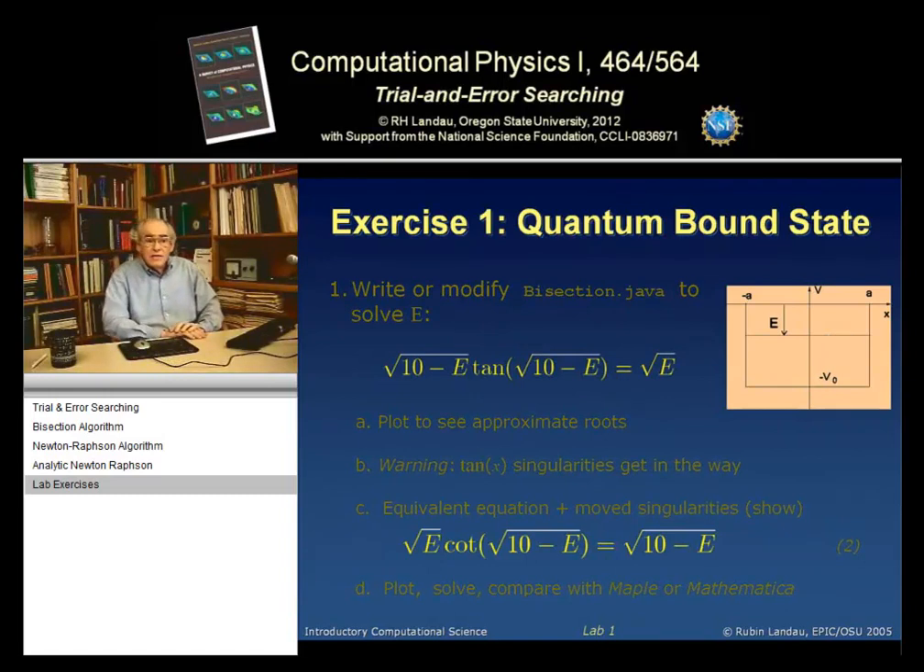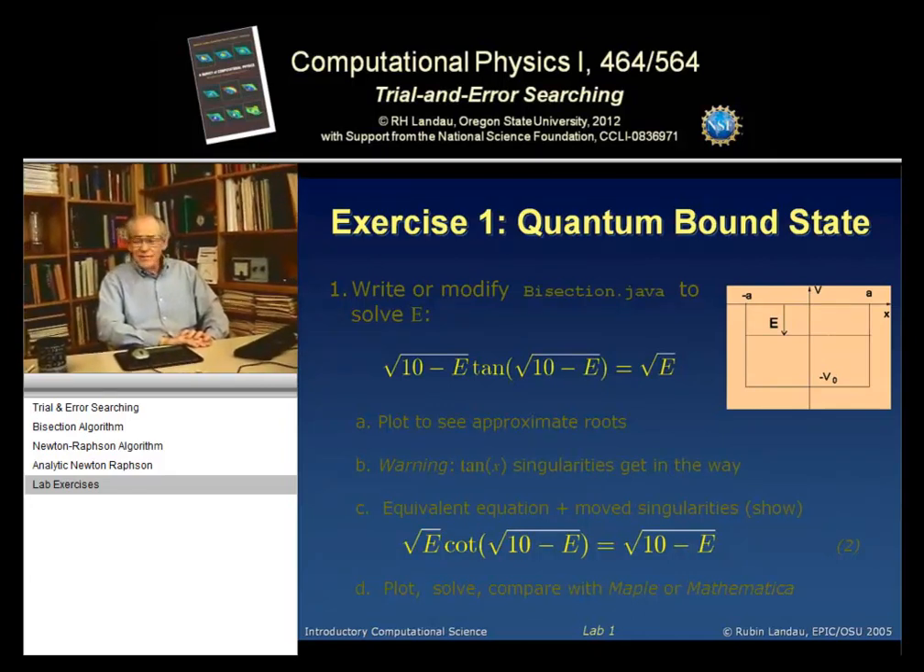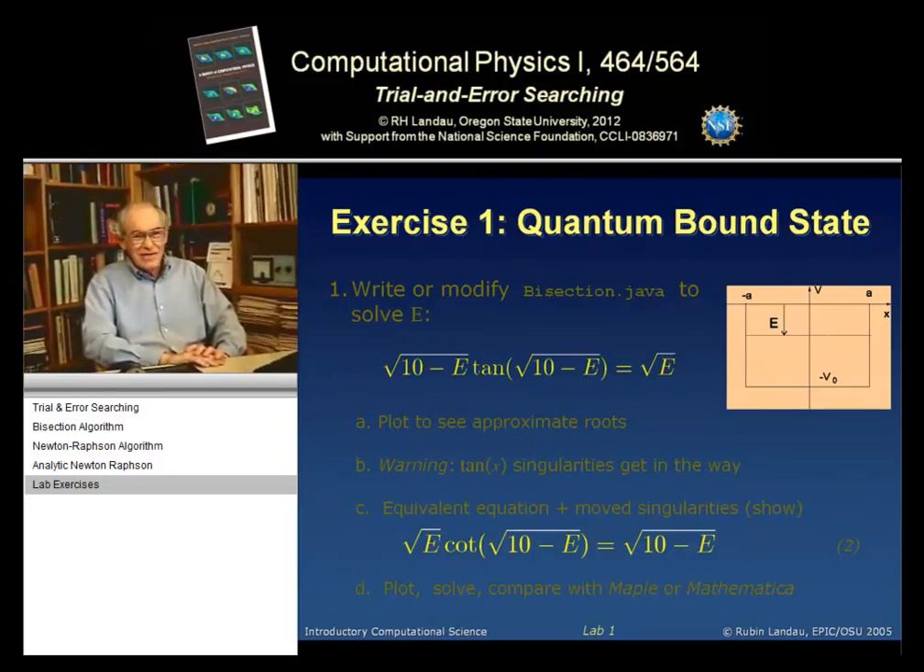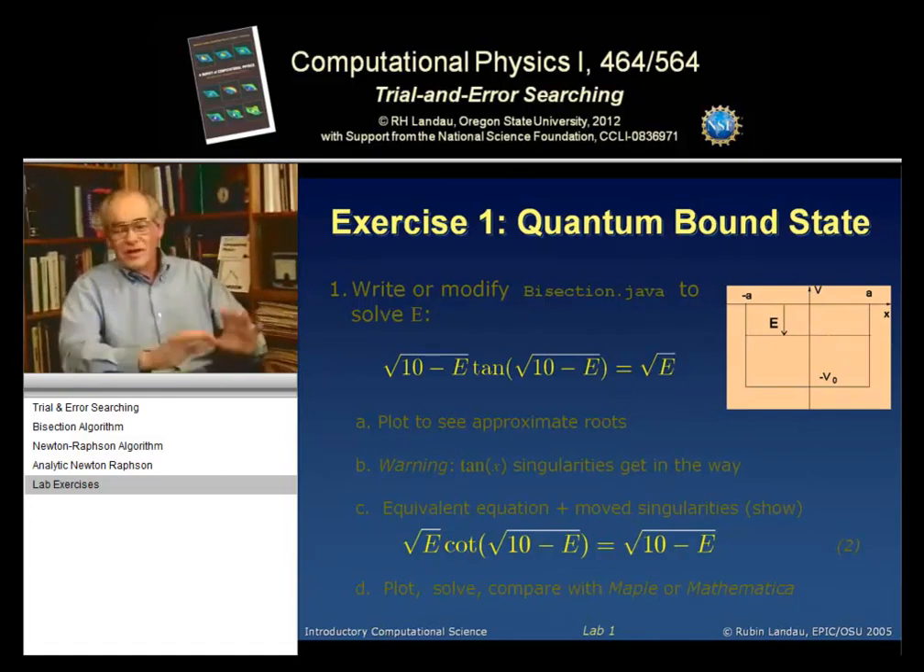First exercise is we want you to find quantum bound states. And I know you're probably thinking, what is he talking about? Quantum bound states? I don't know how to do that stuff. Okay. Well, the hard part we've done for you anyway.